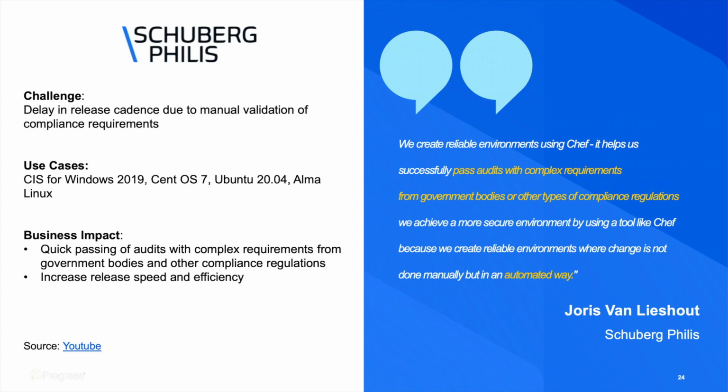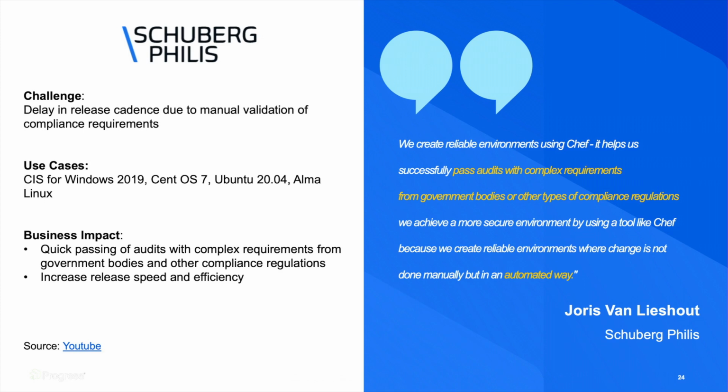They approached Chef with the problem of maintaining compliance manually, and this process was heavily impacting their release cadence and release cycle. Meaning they had a prolonged release cycle. So the primary use case here is related to premium content, and they were requesting content for CIS Windows 2019, CIS CentOS 7, CIS Ubuntu 20, and AlmaLinux. And we shared all this content with Shubhak last year.